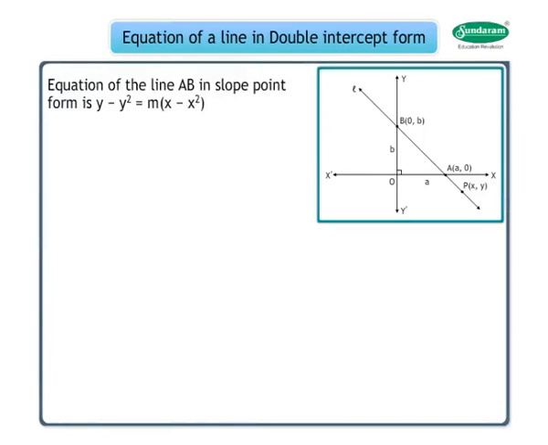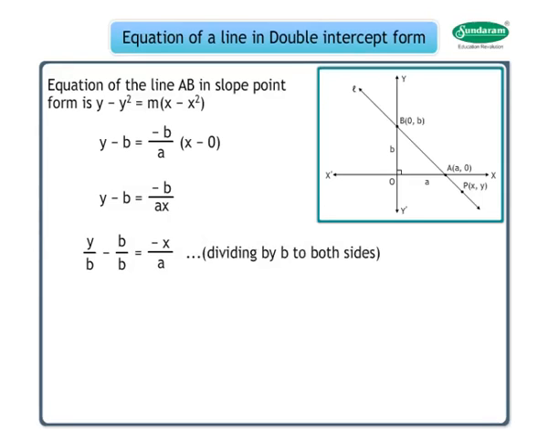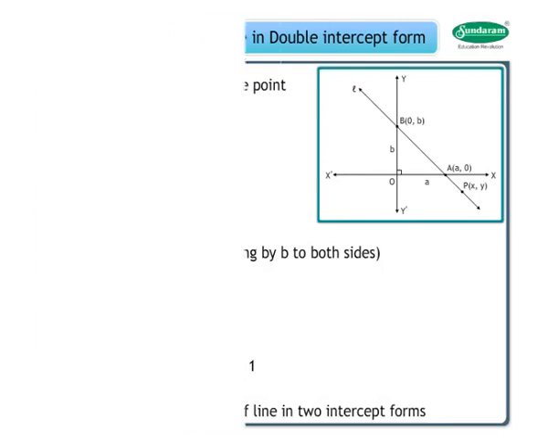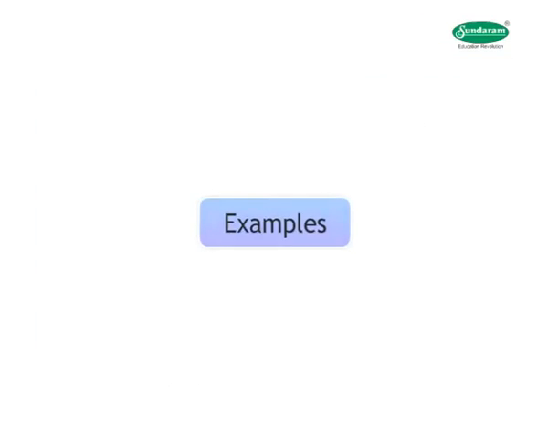Equation of the line AB in slope point form: y minus b is equal to minus b upon a into (x minus 0). Y minus b is equal to minus b upon a times x. Dividing by b on both sides, y upon b minus b upon b is equal to minus x upon a. X upon a plus y upon b is equal to 1, which is the equation of line in two intercept form.